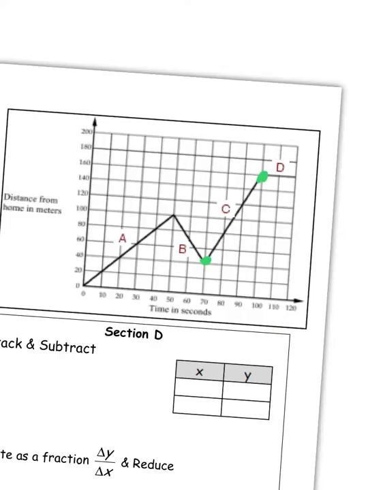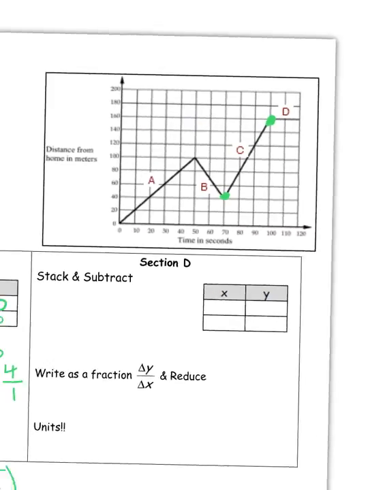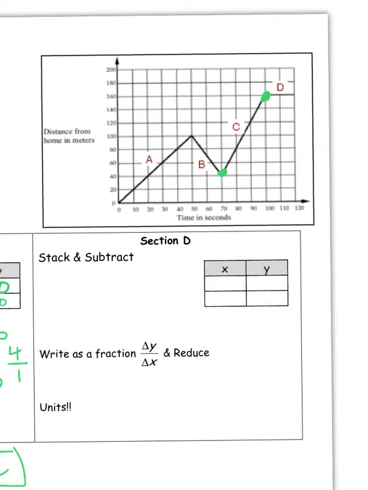Okay, so our last example is section D. Section D, you might notice right away, section D is flat, which means that the person walking is actually not moving at all. They have stopped. But we're going to still just evaluate that, find our slope. So the starting point of section D is 100, 160. And another point on that graph would be 120, 160. Here and here. Alright, so we'll stack and subtract.